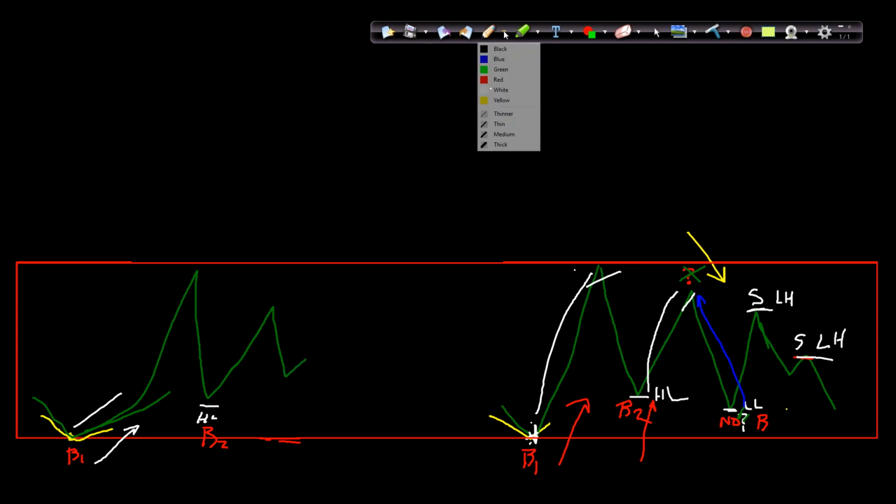So what happens here is we have the higher low. So that is indeed our second buy. Price continues to move up some, it pulls back, we have another higher low. But notice this one looks different. And the reason it looks different is this.